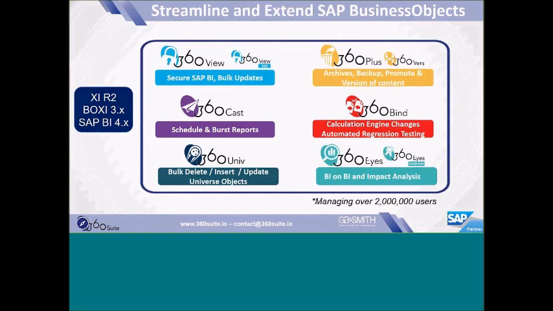This is just a slide as a recap of our different tools. So we have 360 Suite. It's a collection of modules. Each module has its own set of features which can work independently, or some tools work well together to resolve some problems.